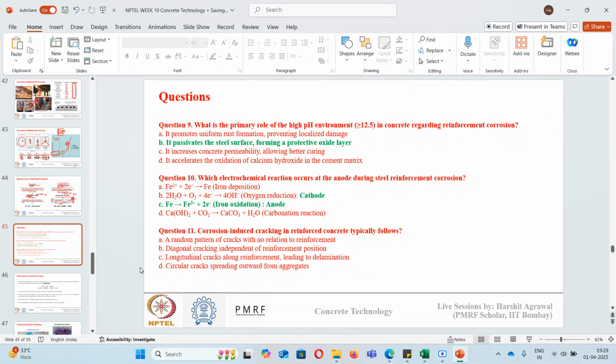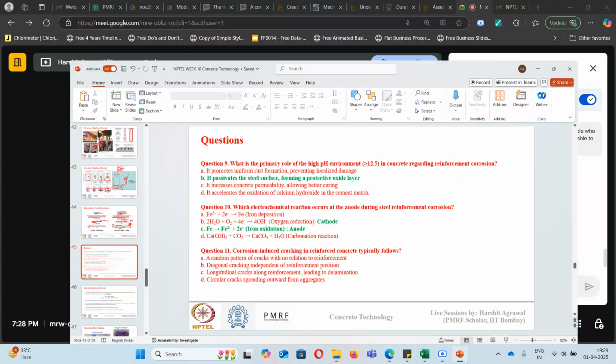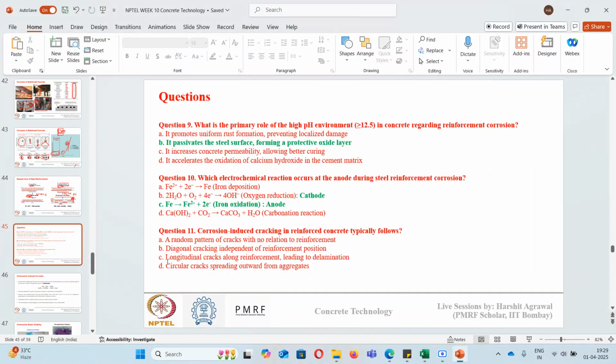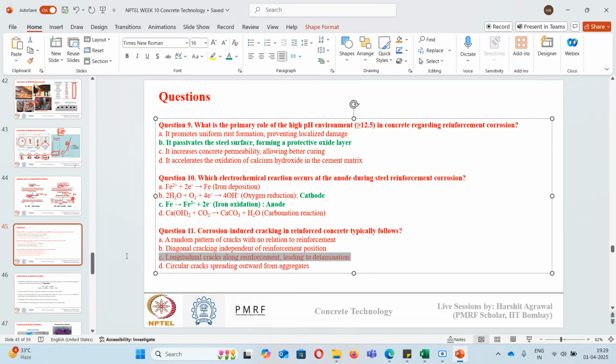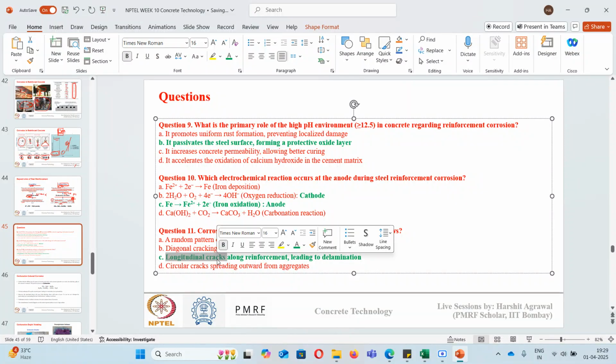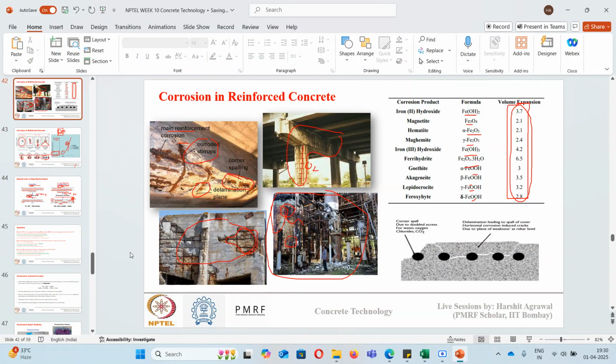For question number 11, corrosion-induced cracking in reinforced concrete typically follows what kind of cracking behavior upon corrosion? You may not be able to answer this because I have not taught it here. Due to corrosion, there is a longitudinal crack along the reinforcement. That is how we can detect corrosion. Whenever corrosion happens, you will see longitudinal cracking along the length of the reinforcement.